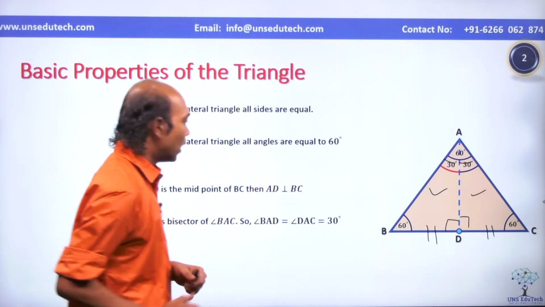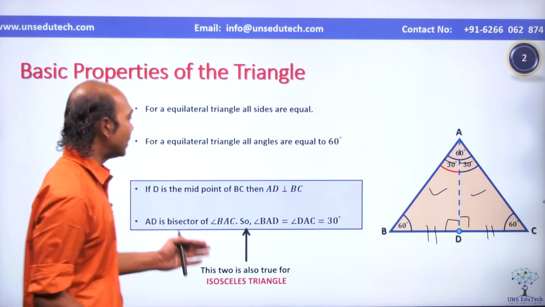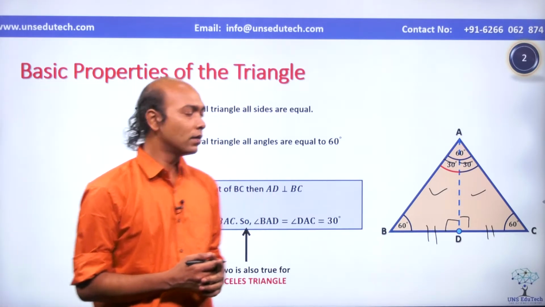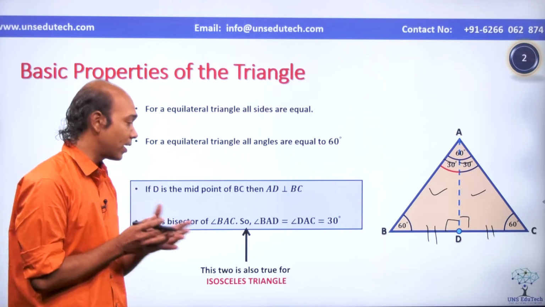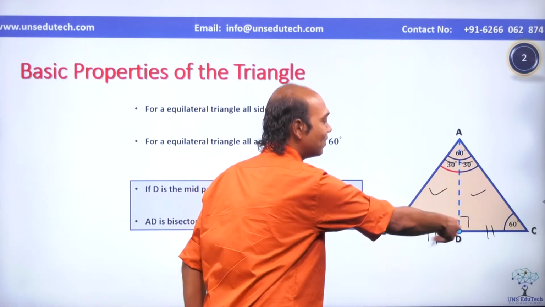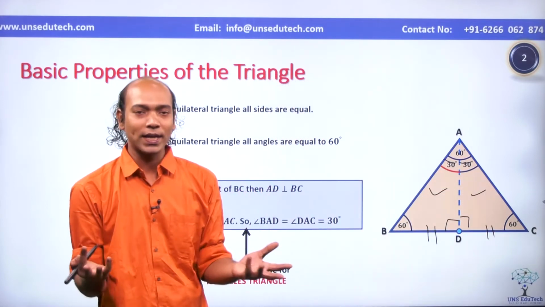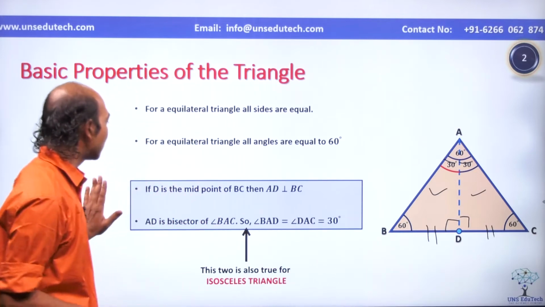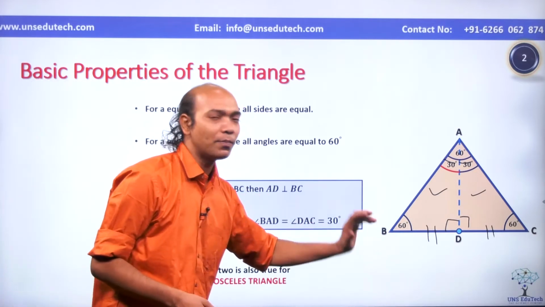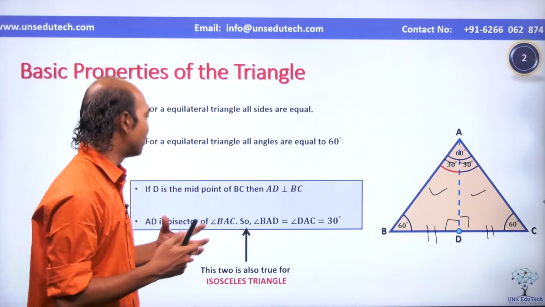Now, go to the next. This property is also true when we deal with an isosceles triangle. What is an isosceles triangle? That means in that corresponding triangle, BC can be any length, but the other two sides must be equal. So, two sides are equal. In that case, this property that if we take a midpoint of a base and join it, it will be perpendicular to that, that must work.